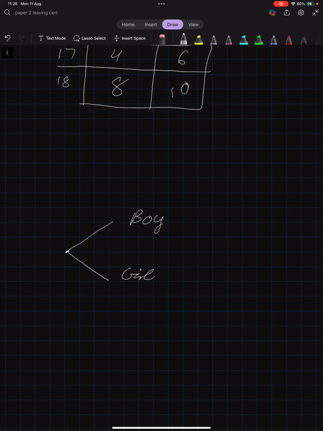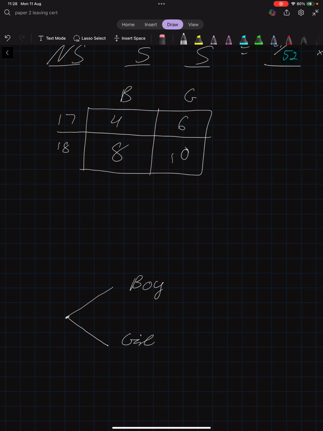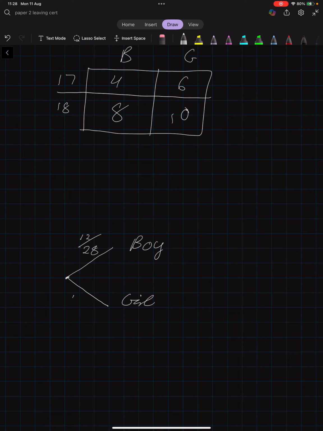So first of all, what's the chance that you get a boy? How many boys are there? There are 12 boys. And how many people are there in total? 28. How many girls are there? 16. Out of 28. Okay? And just remember, if you add these 2 together, you get 1. Always. So just remember that.